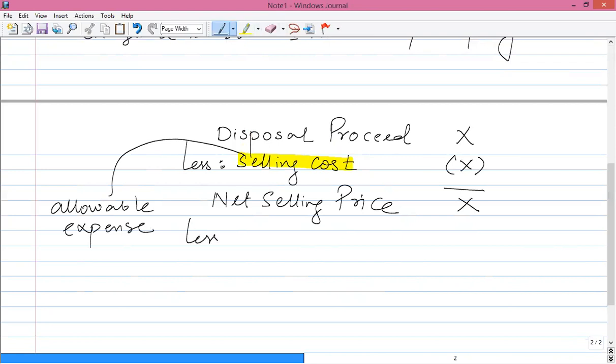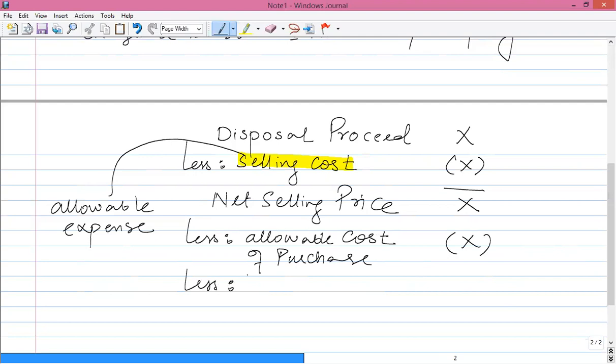And then from this net selling price, deduct the allowable cost of purchase, and if there is any additional cost, deduct all the cost of purchase and additional cost. If there is a gain as a result of this, then it will be called as unindexed gain.